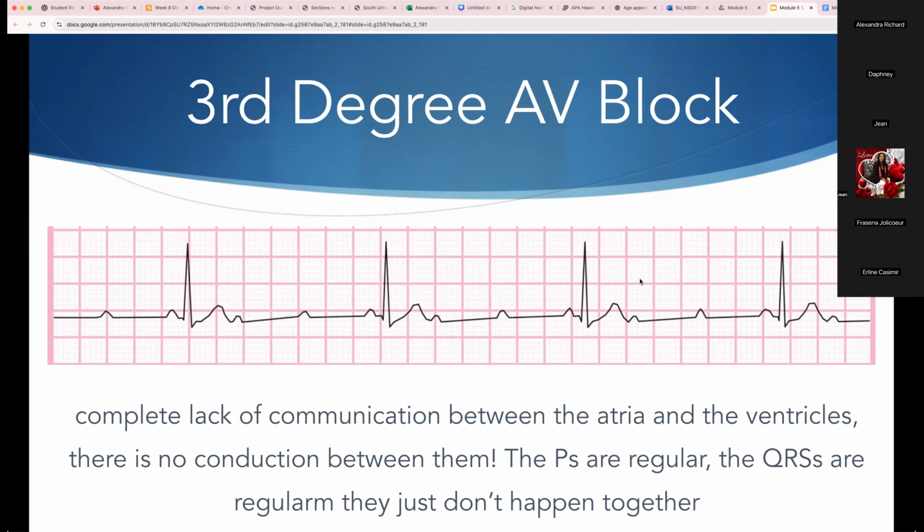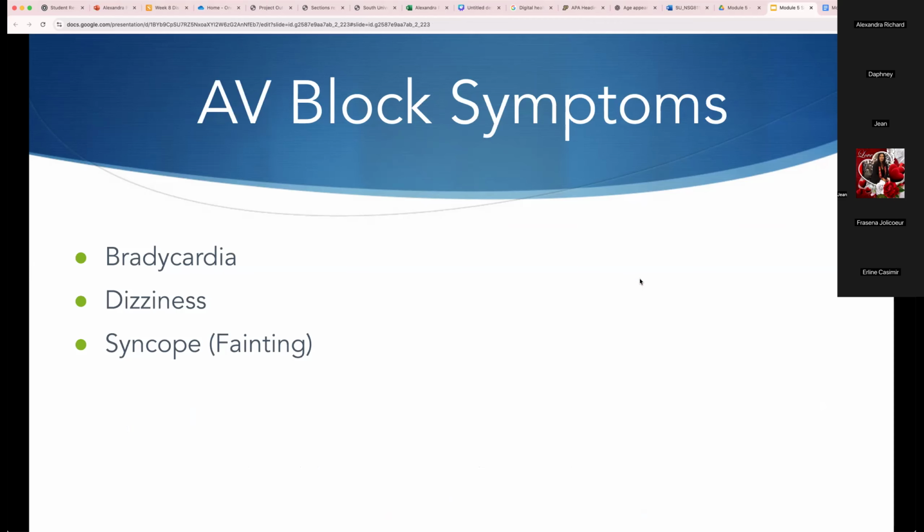So I have a little picture that will help you. But first, let's talk about symptoms and management. The symptoms of heart block are going to be bradycardia, a low heart rate. Make sure you memorize these 3 for your NCLEX. Symptoms of heart block: bradycardia, dizziness, and fainting. So heart block is going to decrease the heart rate.